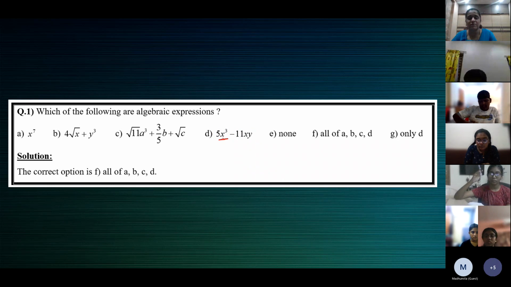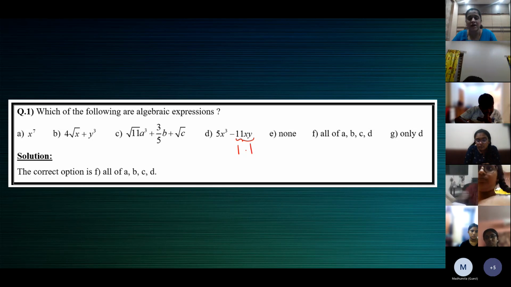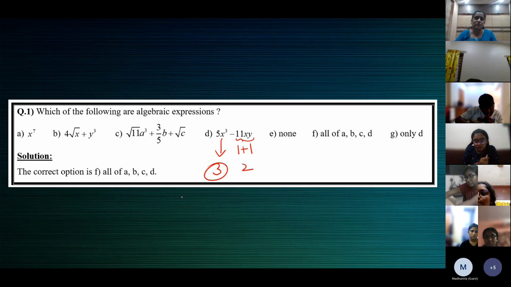So here, in this term, the power of the variable is 3. This term has two variables, so the power of each of the variables is 1. So 1 plus 1, 2. Find the sum of the powers of the variables in the second term, because the second term has two variables. Power of x 1, power of y 1. Add 1 plus 1, 2. Here there's only one variable, x power 3. Highest value 3. So degree is 3.